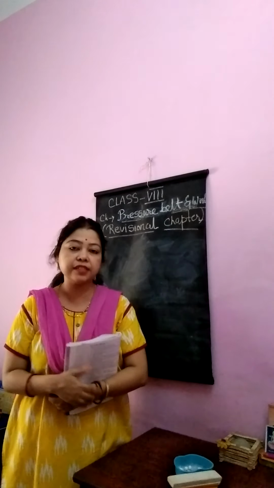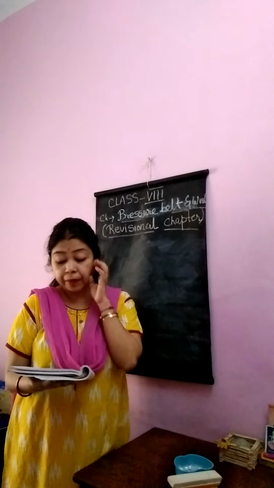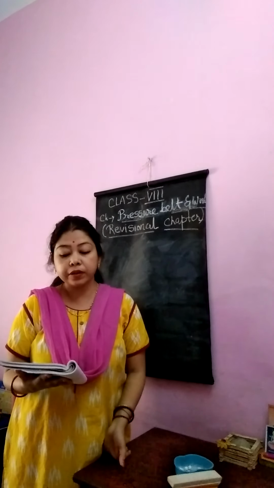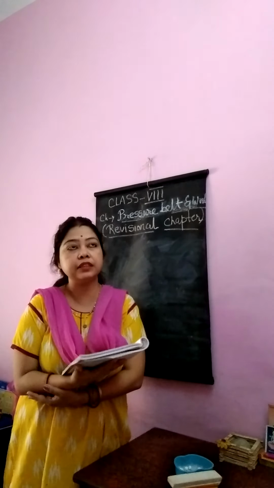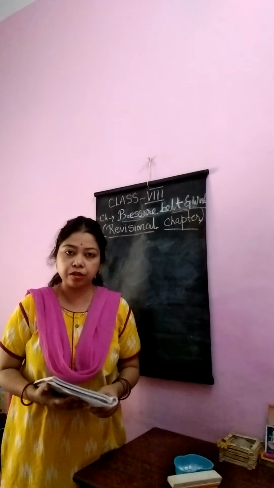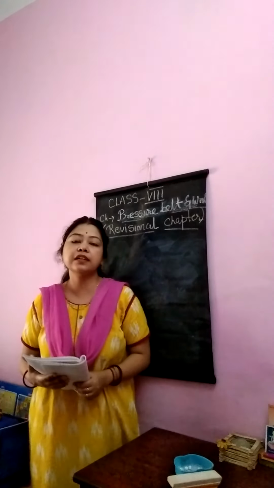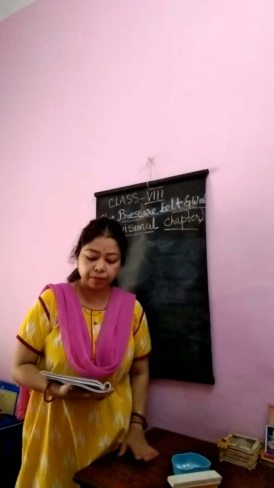So let's revise the chapter Pressure Belts and Winds again. First, page 67. What is atmosphere? The layer of air that surrounds the earth is called atmosphere. What is atmospheric pressure or air pressure? Air is a combination of different gases and it exerts pressure, that is called air pressure.